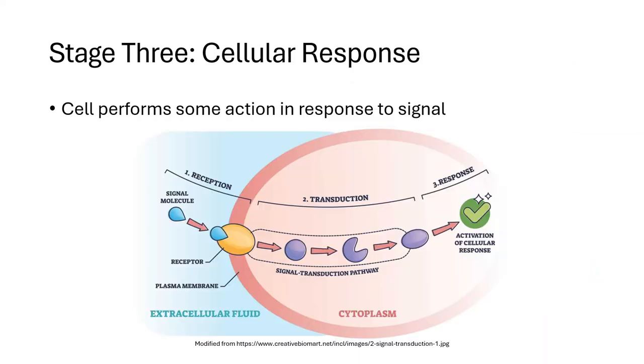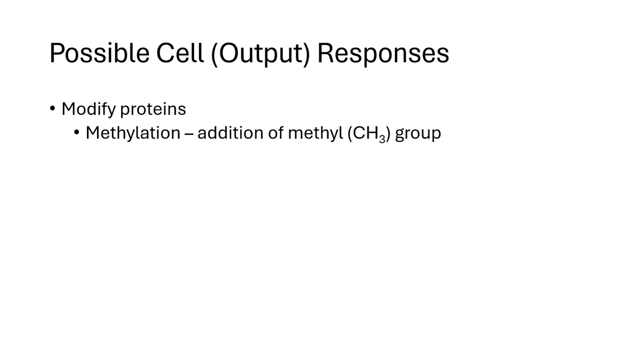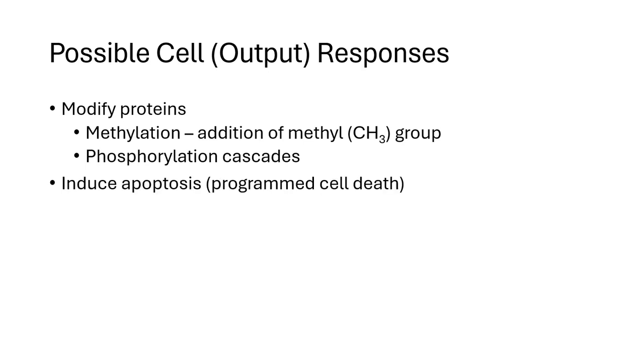Let's talk now about how cells respond. So when cells respond, there are a number of different possible output responses. They could modify proteins either by methylating them, adding a methyl group, or by triggering a phosphorylation cascade or phosphorylating certain proteins. They can induce apoptosis, which we'll talk about in more detail in our next lesson.